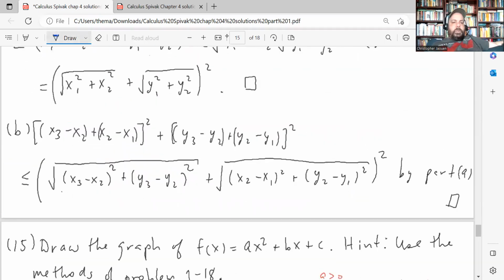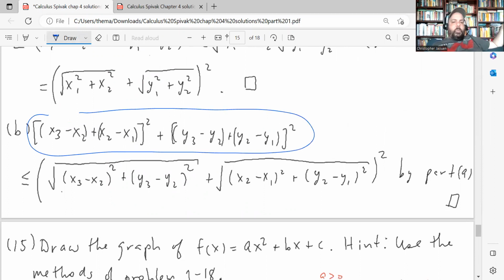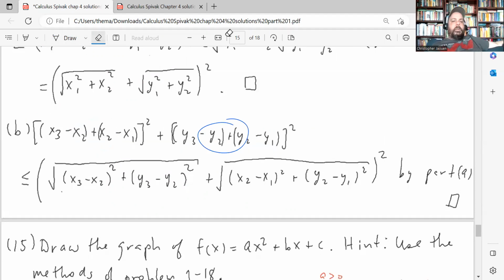Okay, so the square of the left-hand side of that inequality in part B looks like this, where I'm just using that trick, right? I'm adding 0 inside the parentheses here. And then plug this value into the triangle inequality.